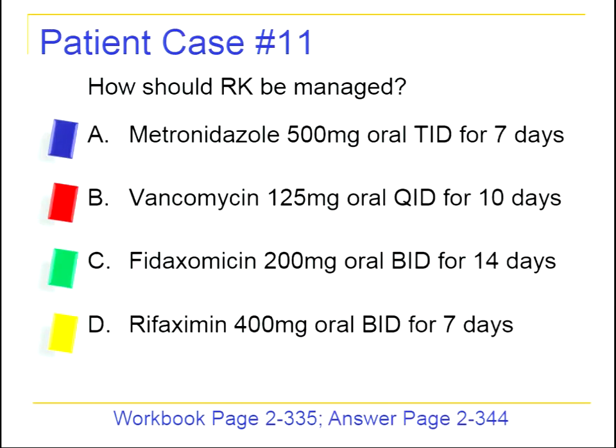So how should RK be managed? Well, rifaximin would be one of those for multiple recurrences, if you use it at all. Fidaxomicin could be used first line. That's how it was studied. However, most people reserve that for recurrences. And because this is a more severe infection, you want to go with vancomycin over metronidazole. So the correct answer is B, vancomycin orally for 10 days.